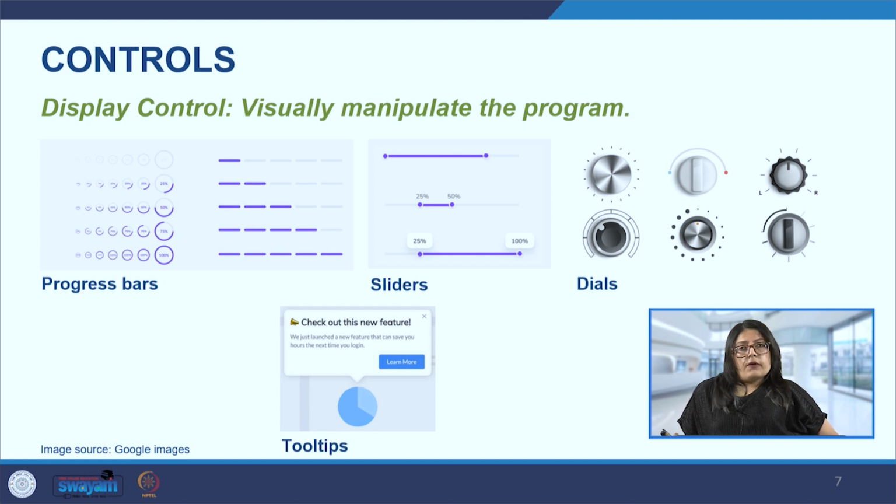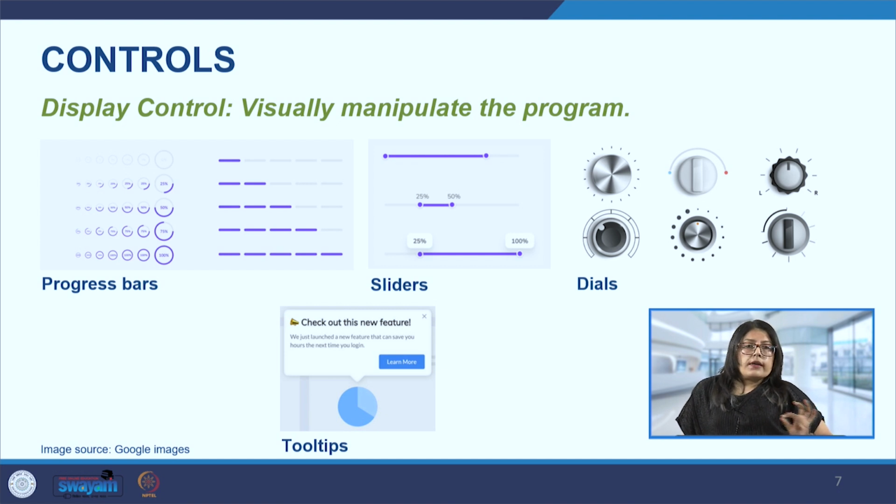So if I have to find a particular shop in the city, and if I Google the name of the shop, the maps will show me where it is, and it will also show me the way to reach this particular shop as well. Then the other control that we have is that of sliders.